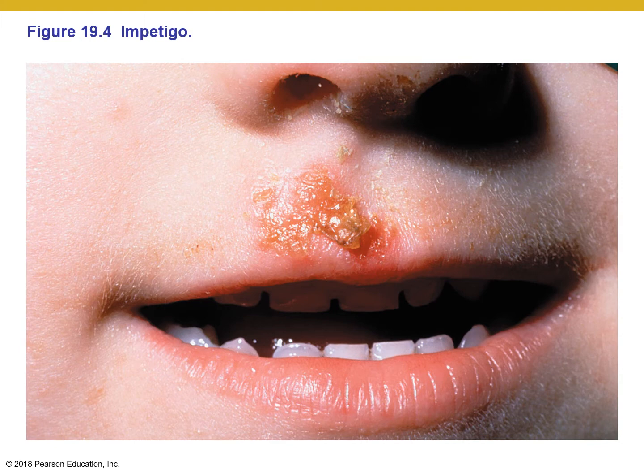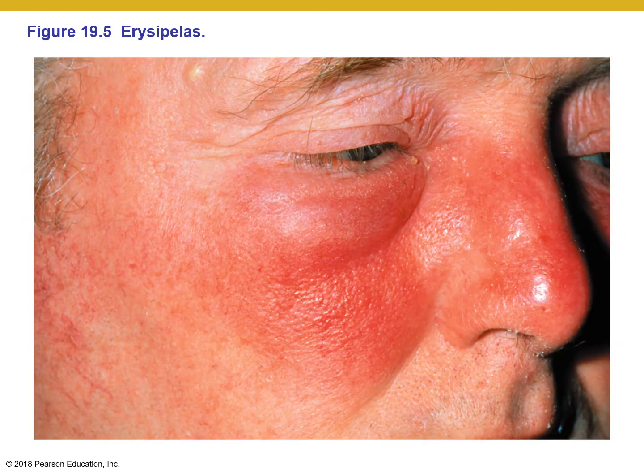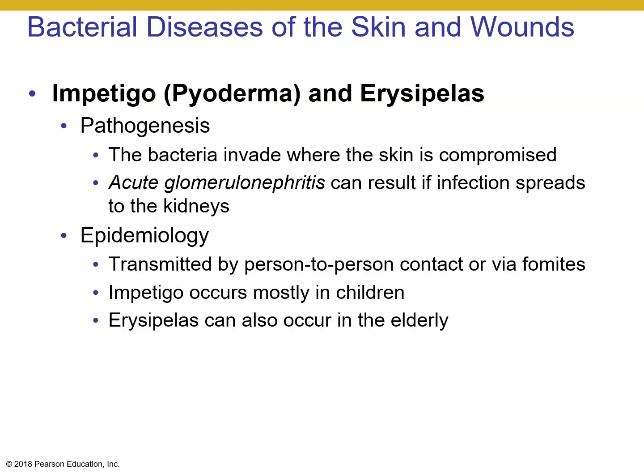So here's some impetigo on a child. We usually see them on children up to about 6 to 7 years old. And then erysipelas, sometimes it's called slapped face disease, because it looks like someone slapped your face.